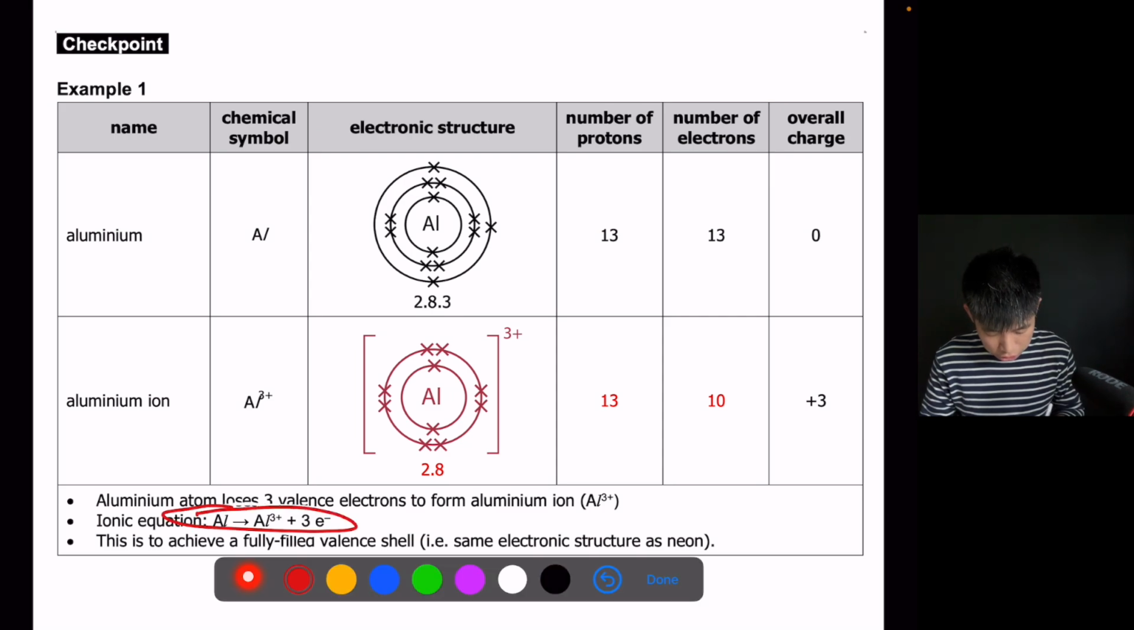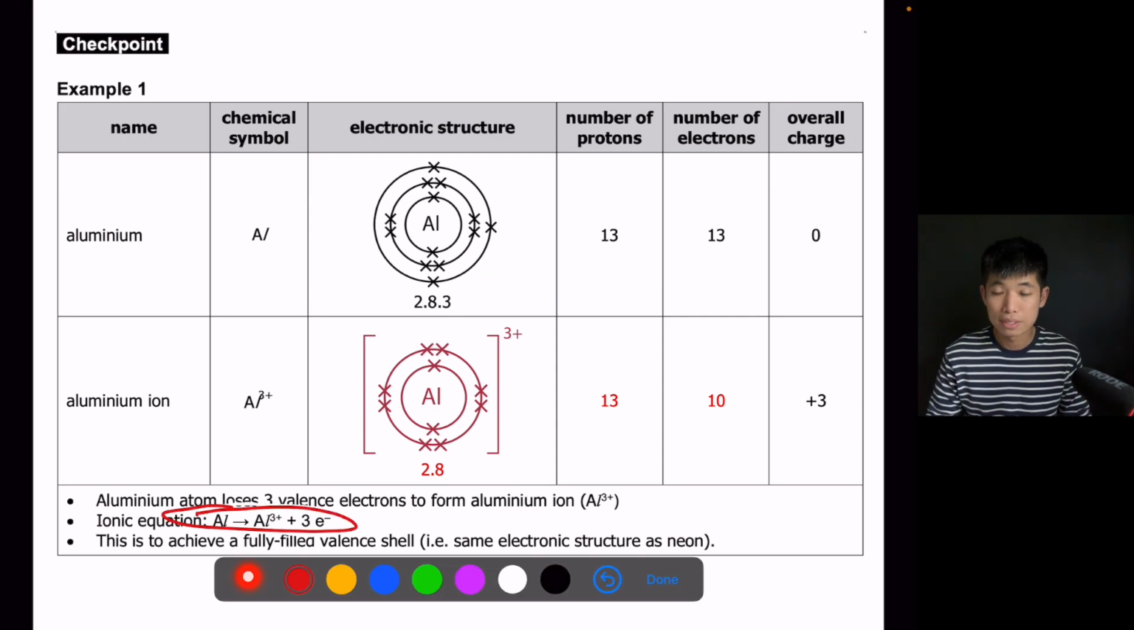We can represent this change using a half equation. What this means is that we show what is original on the left and what is formed on the right. So we have the aluminum atom forming the Al3+ ion, and as a result giving out 3 valence electrons.